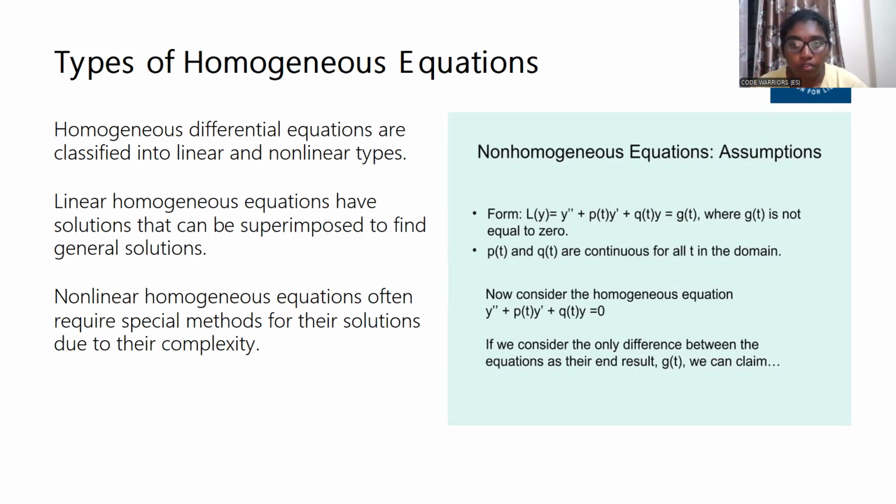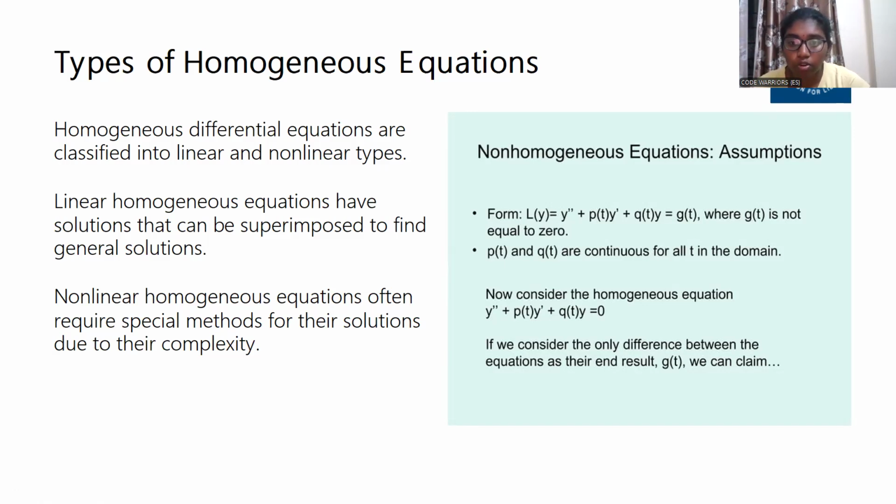So here we have the picture. You can see this non-homogeneous equation's assumption. So y equal to L of y is equal to y double dash plus p of t y dash plus q of t y is equal to g of t, where g of t is not equal to 0. p of t and q of t are continuous for all t in the domain.